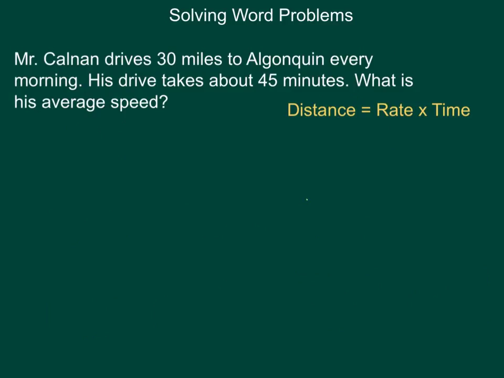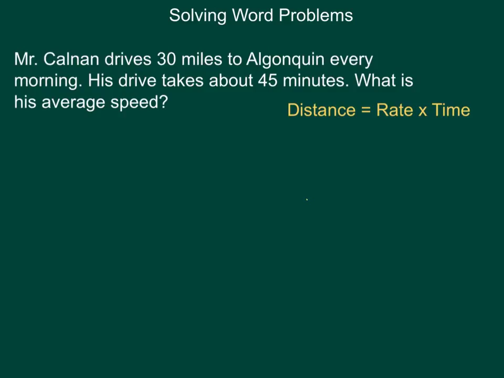Alright, let's look at a word problem here that we can solve in the same manner. Mr. Callan drives 30 miles to Algonquin every morning. His drive takes about 45 minutes. What is his average speed? Now typically, a problem like this would require us to use the relationship we probably know pretty well. Distance equals rate times time. Very common relationship that we have to use here.